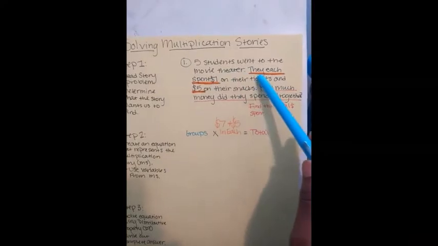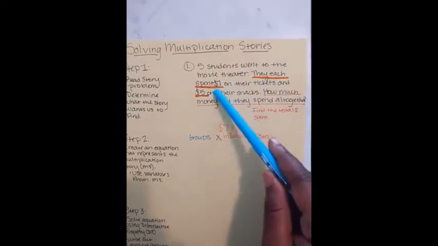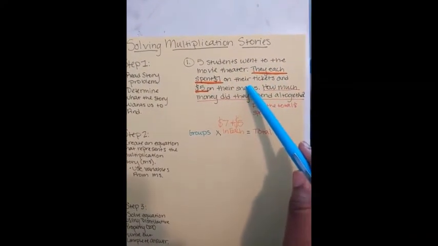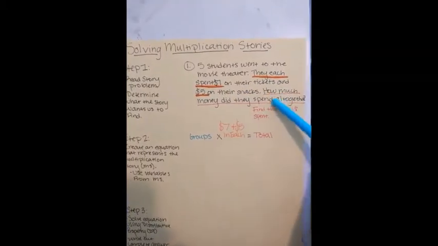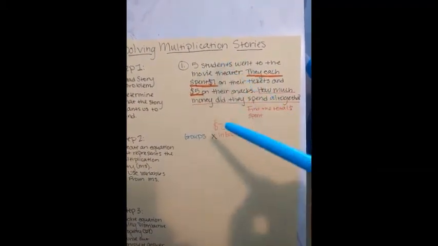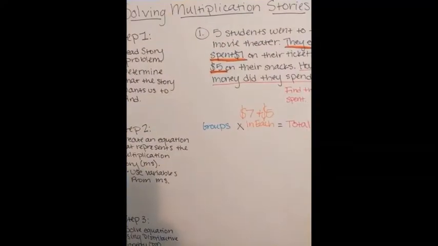5 students went to the movie theater. They each spent $7 on their snacks. The they and the in each is talking about the 5 students. So our group must be the 5 students.